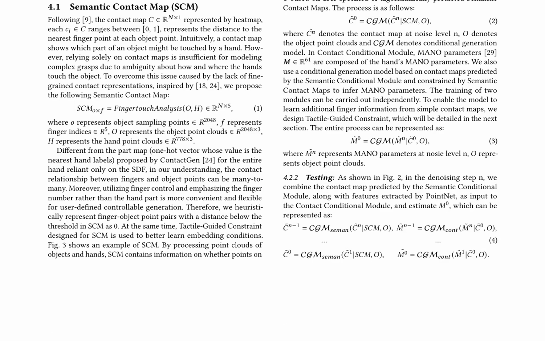input to the next. The testing process involves combining the contact map predicted by the Semantic Conditional Module with features extracted by PointNet as input to the Contact Conditional Module, and estimating MANO parameters. The process is repeated in a denoising step, where the output of one step is used as input to the next. The final output is a controllable grasp that is generated under the guidance of TGC and SCM.